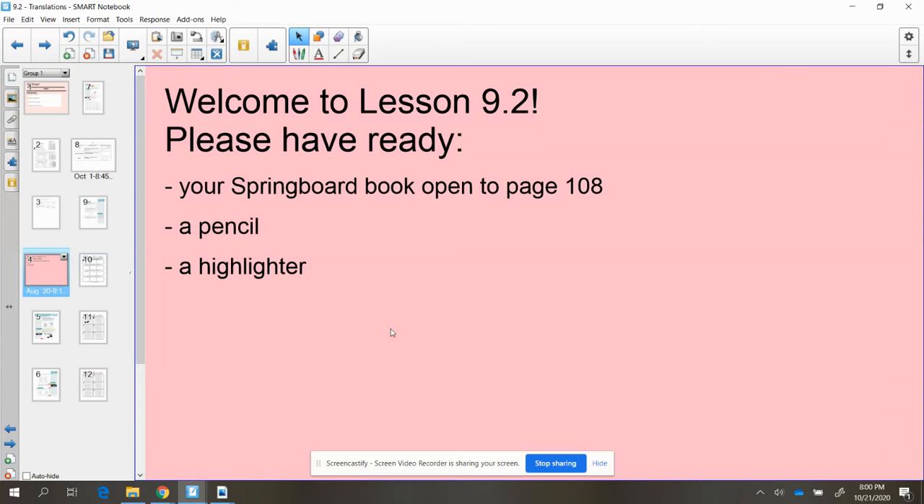Hi everyone, welcome back to our transformations activity, lesson 9.2 on page 108. Today we are going to talk more specifically about translations, which are the first of three types of transformations that we're going to talk about in this activity.